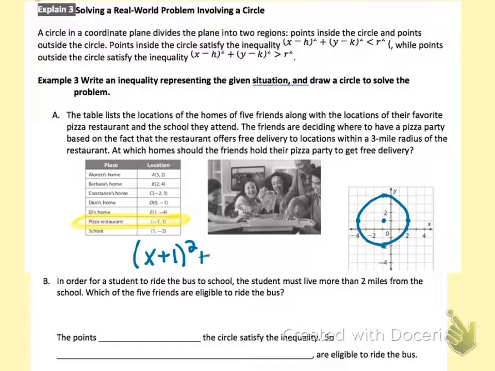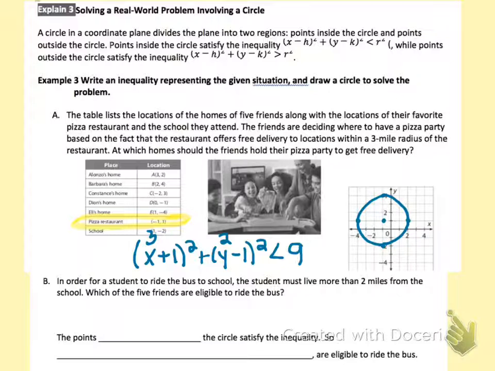And plus (y minus 1) squared, and we want them to be less than or equal to 9, which is the radius squared. One way we could test this is to try these points, plug them in, and see if they satisfy this. So we could take Alonzo's home, put the 3 in here, put the 2 in here, and see if it's less than 9.